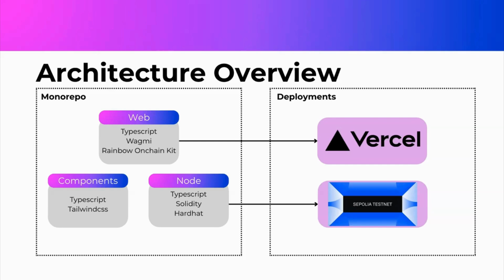For deployments, the front end is hosted on Vercel, ensuring fast global delivery, while the smart contracts are deployed on Base Sepolia, a layer 2 Ethereum test network optimized for low cost and high speed transactions. This setup provides a seamless bridge between a performant user interface and a scalable blockchain backend.